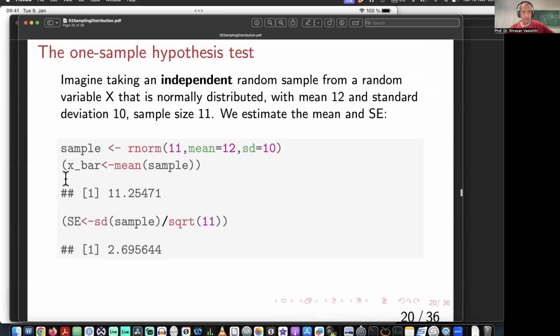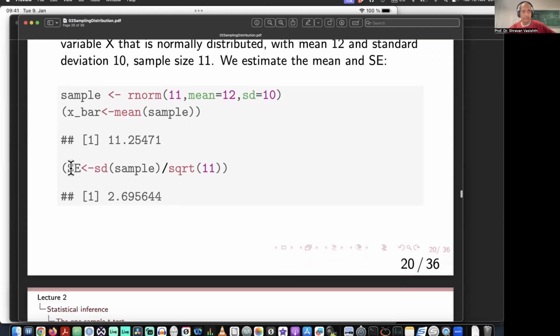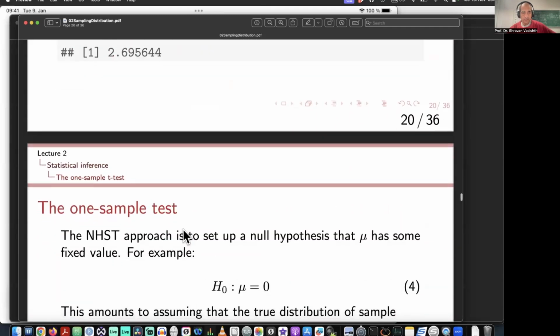So let's compute the sample mean from this particular sample. Of course, when you do this at home, you'll get different numbers, right? So I'll get my sample mean here, 11.25, and I can estimate the standard error, which is 2.69. This is all stuff that we've done before, right?